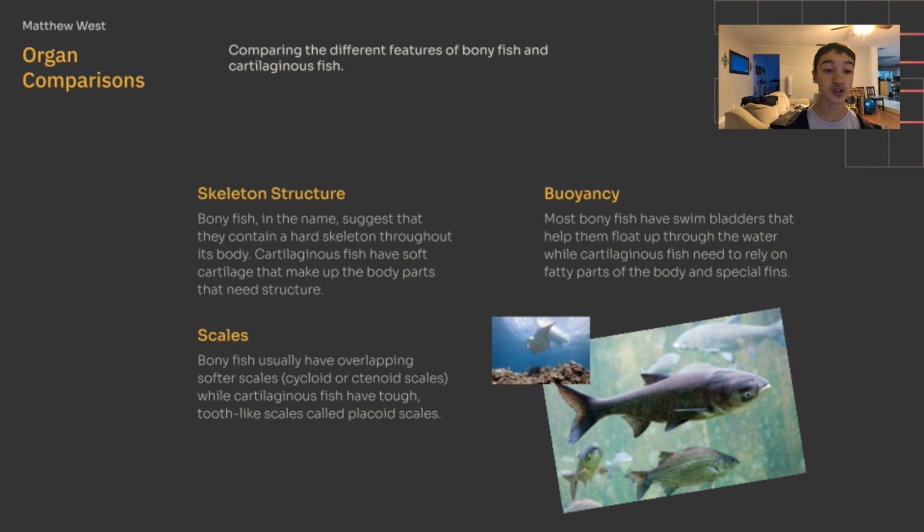Lastly, their scales differ. While bony fish have overlapping softer scales called cycloid or ctenoid scales, cartilaginous fish have tooth-like scales called placoid scales, or the skin that we mentioned in the first slide called denticles.